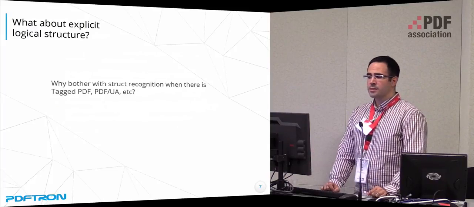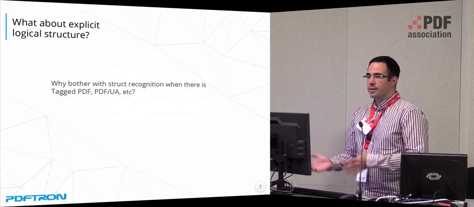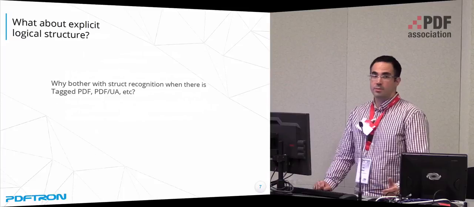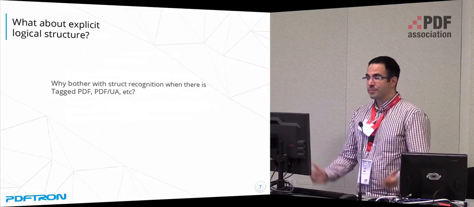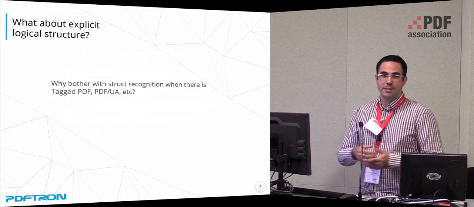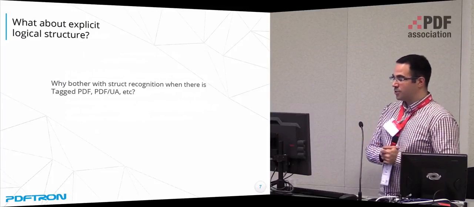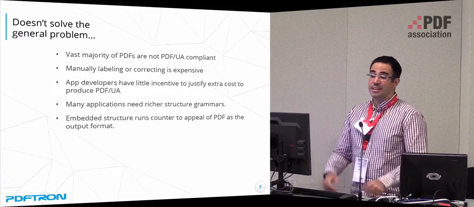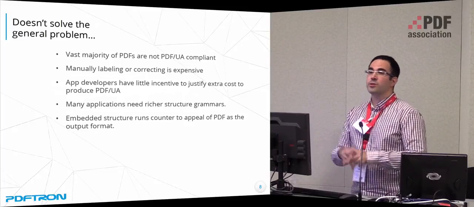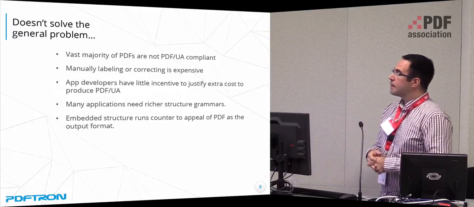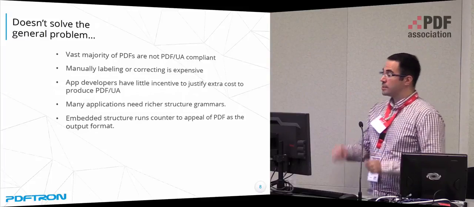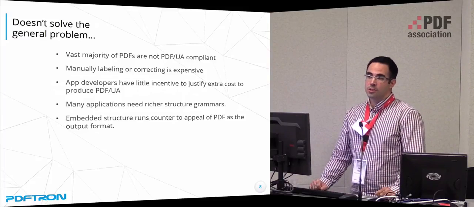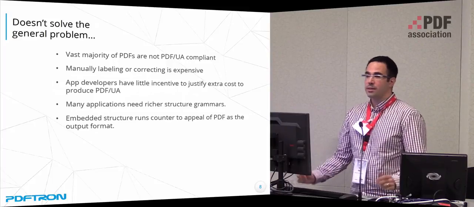So a good question then is, if PDF already allows us to embed explicit logical structure, why do we need to bother with automated structure recognition? We already have things like tagged PDF, PDF UA, etc. And the answer is that, unfortunately, it does not solve the general problem for a variety of reasons. First of all, most of the documents out there do not contain any meaningful logical structure. They're not valid PDF UA files.